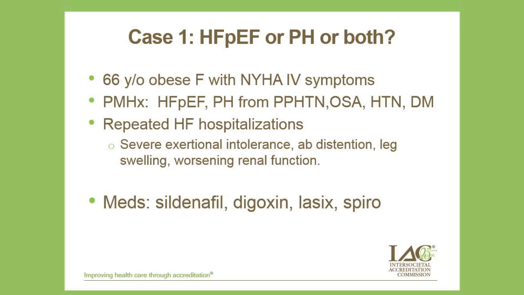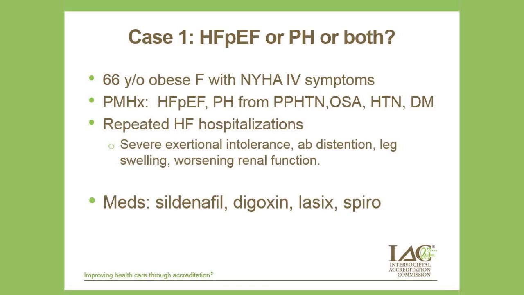She's morbidly obese, and when seen in the hospital she was in a decompensated state, New York Heart Class 4 symptoms, progressively worsening over the past 6 months. She's carried the diagnosis of heart failure with preserved ejection fraction for about 3 years, and she was also told she has pulmonary hypertension from portal pulmonary hypertension, diagnosed at an outside facility. She had obstructive sleep apnea but does not use CPAP regularly, hypertension and diabetes.